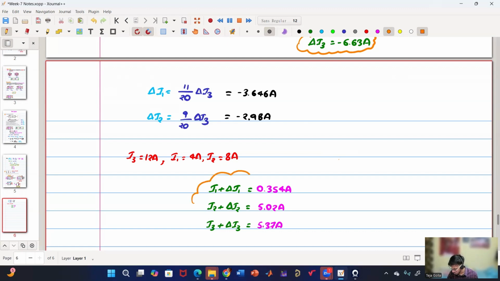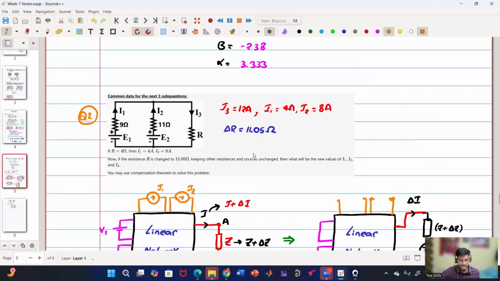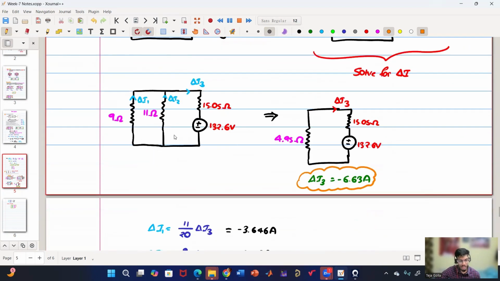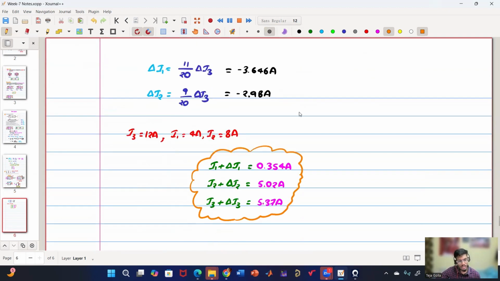So you have to check in the question whether they are asking the change or the final values. We got the change because solving that circuit will only give the change. Now, see why the compensation theorem is helpful: they have changed one R and we need not even calculate E1, E2 and solve the entire circuit. We got one circuit which is very simple to solve, because there is only one voltage source and a resistor parallel connection, and we got delta I3. By using the current division formula, we got delta I1 and delta I2. So we already got the change, and this is the final value.